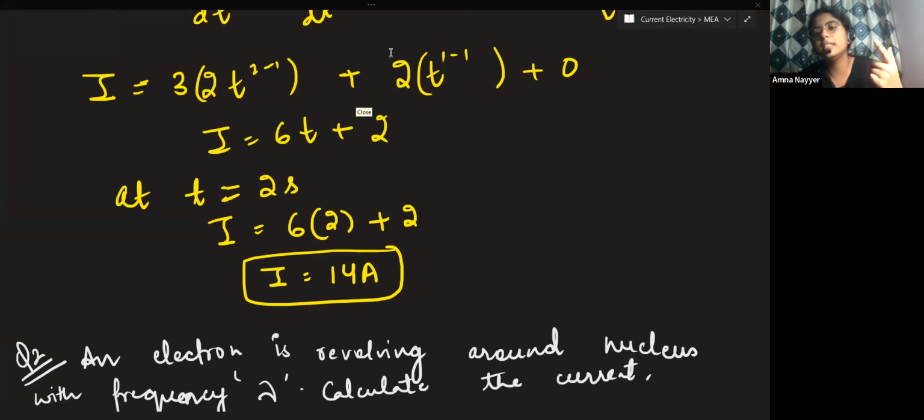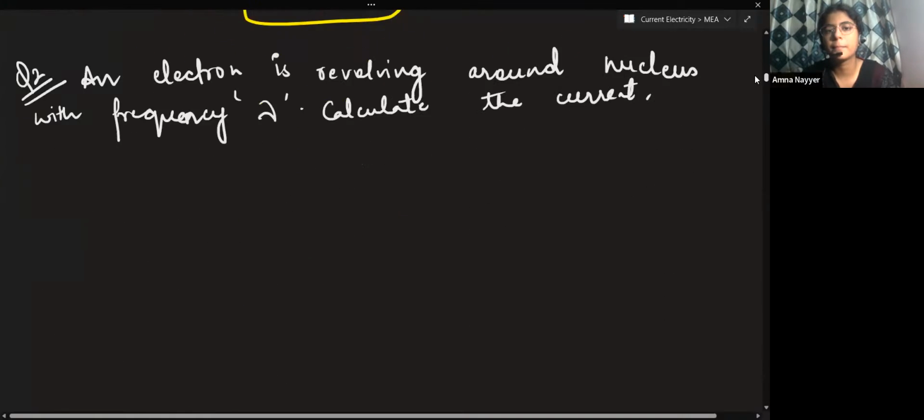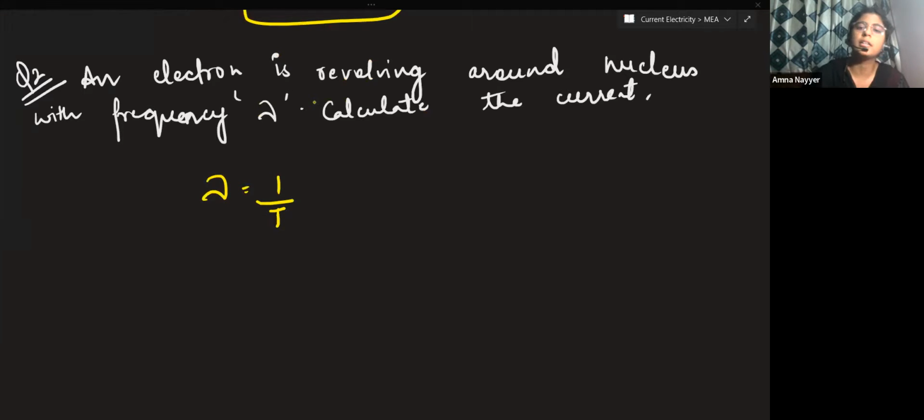See, frequency is basically inversely proportional, or the reciprocal, of time. Frequency is basically 1 by time. This is the relation of frequency: 1 by t. Yes, Fahad, it is 1 by time. Time will be equal to 1 by frequency. Frequency is 1 by time.